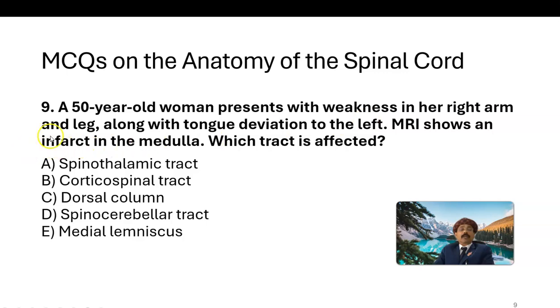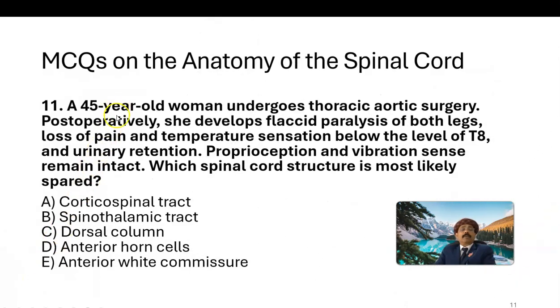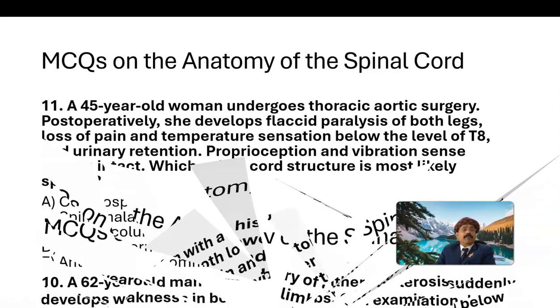We have weakness in the right arm and right leg, along with tongue deviation to the left, that is, the hypoglossal nerve is damaged and the tongue is deviated towards the left. So this is a feature of medial medullary syndrome. So which tract is affected? That is the corticospinal tract. This is the answer. B is the answer.